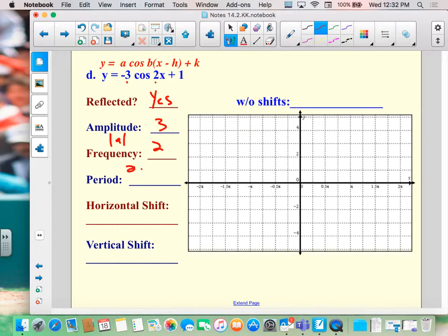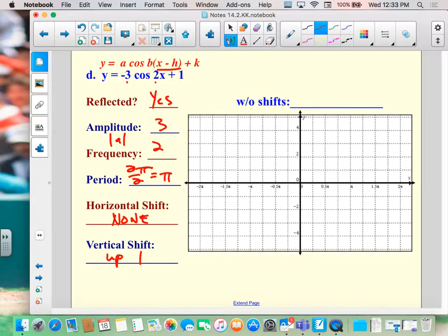That means the period is 2 pi over B, which is another pi. Horizontal shift, this one has nothing in parentheses. We don't have to shift it horizontally. And K is outside the parentheses, so K is +1 or up 1.